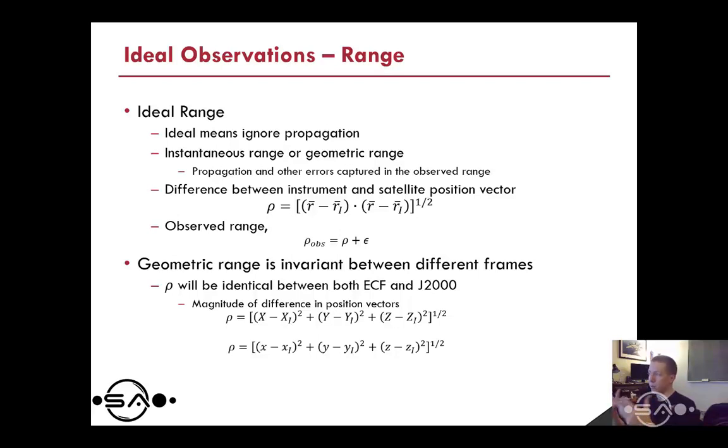So ideal range, remember, we're ignoring the propagation. It's literally the geometric range at that time, so the difference between position vectors. So long as the two position vectors are in the same coordinate frame, the magnitude of that difference is going to be the same, which they should be if you're subtracting them anyways.